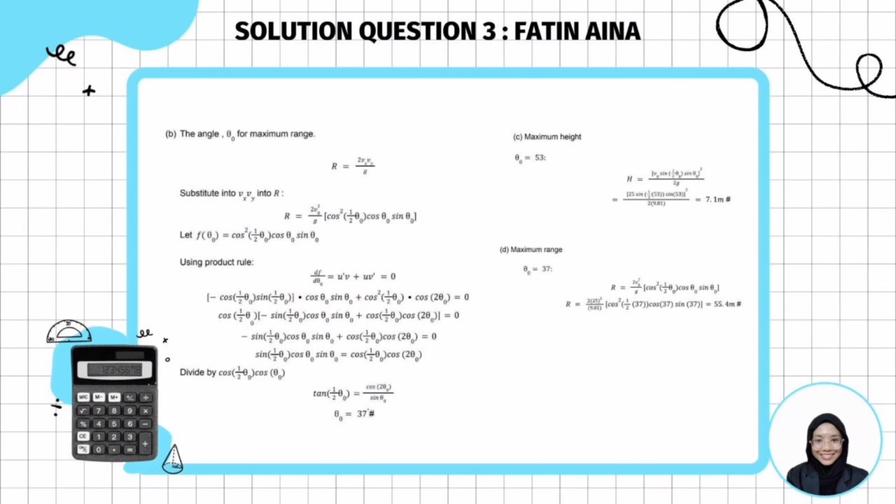For part C, maximum height at theta naught 53. We substitute V naught equal to 25 meters per second and theta naught equal to 53 into equation H. Then we get the height equal to 7.1 meters. For the maximum range, we substitute V naught equal to 25 meters per second and theta naught equal to 37 into equation R. Then we get the range is 55.4 meters.